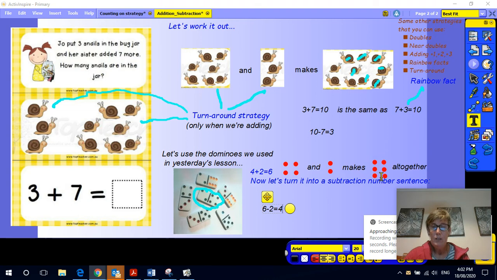Let's have a look. I've got 6. I'm taking away 2. If I take away those 2 on the top, I've got 1, 2, 3, 4 left over, and we can see our number 4.